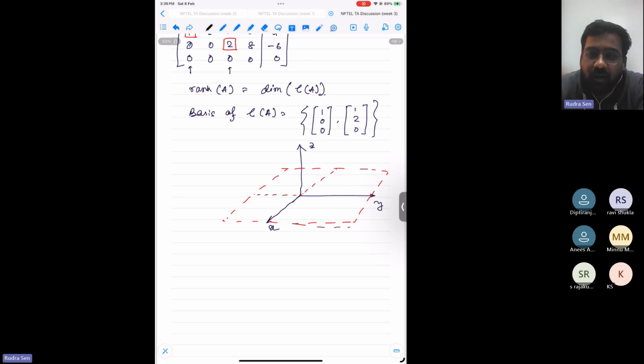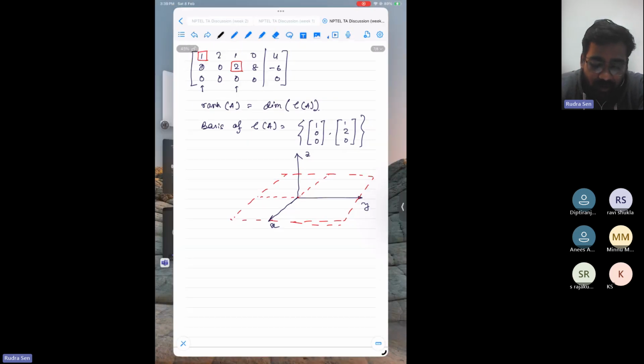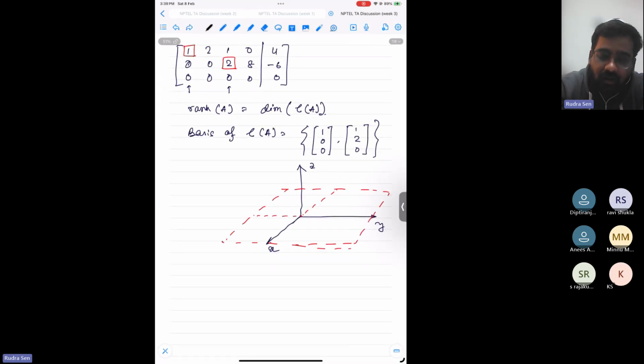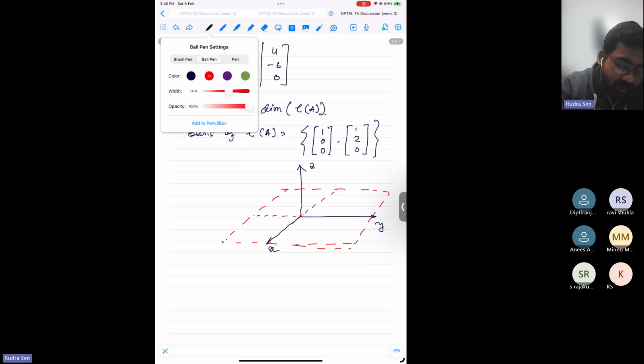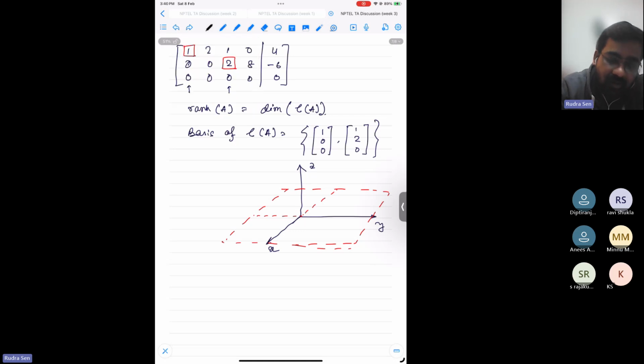That means the whole xy plane can be spanned by these. The whole xy plane is considered the column space of A, and it can be spanned by these two vectors. So what is the basis of the column space? This is the basis of the column space. The number of vectors in the basis of the column space is 2. So the dimension of the column space is 2, which is the rank of the matrix.